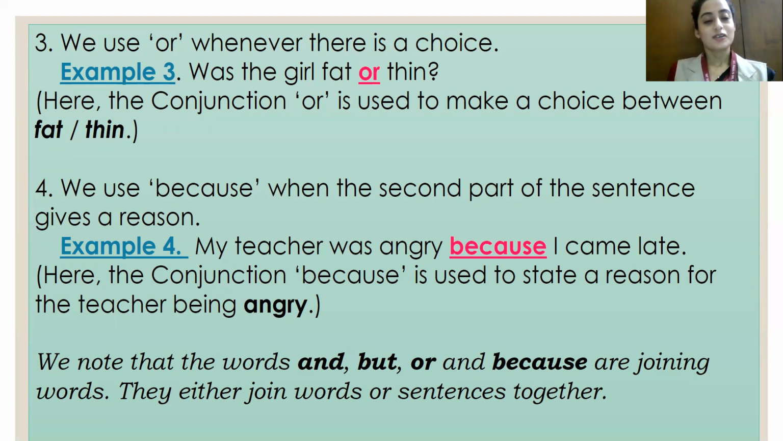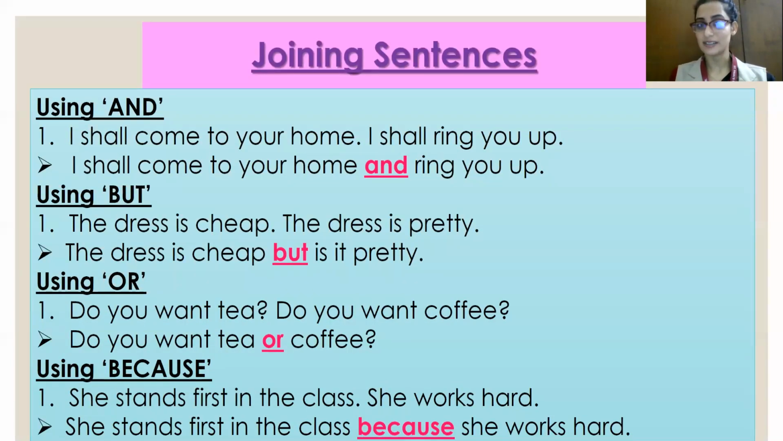Now we come to the last part of this page. We note that the words and, but, or, and because are joining words. They either join words or sentences together. Children, here we have seen how they join words. We have seen the conjunctions joining words. So now we will come to know how they actually join sentences.